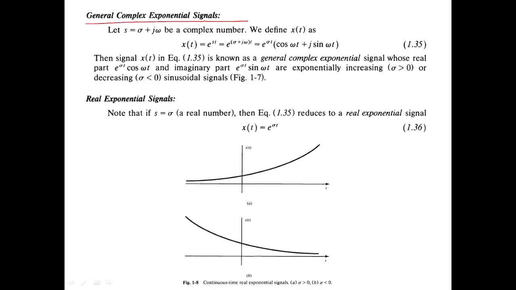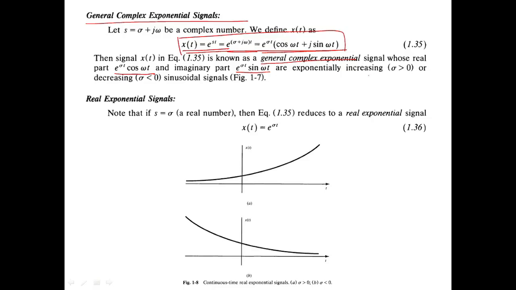Now you have the general complex exponential signals, which is given by x(t) equals e to the power st, which can again be written as e to the power (sigma plus j omega)t. This can again be rewritten as e to the power sigma t (cos omega t plus j sin omega t). This form of the exponential function is regarded as the general exponential signal, whose real component is e to the power sigma t cos omega t, and the imaginary part is e to the power sigma t sin omega t.